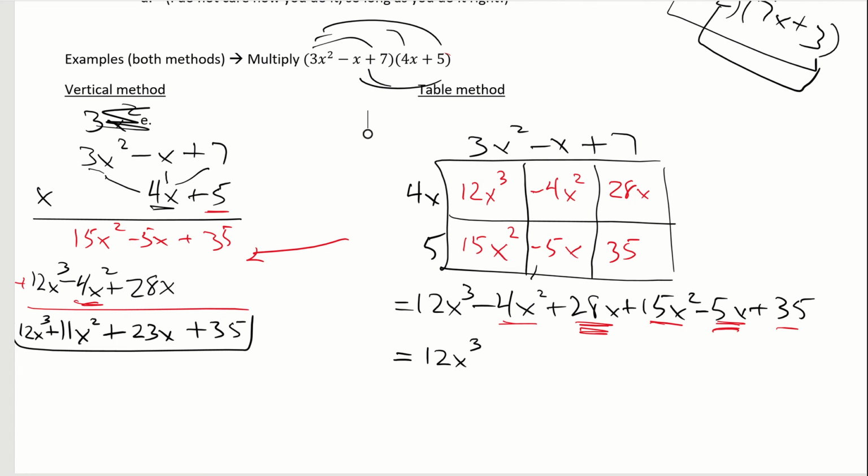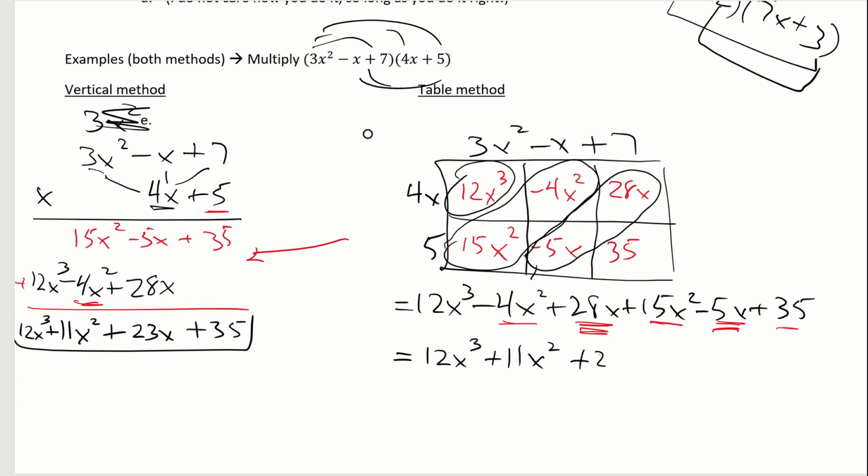But I'm telling you, in the table, you can see them as well. There's the 12x cubed. But then look, if you go diagonally, there they are. Combine them. 15 minus 4 is 11x squared. Again, with the x's, diagonally. There they are again. 28x minus 5x is 23x.